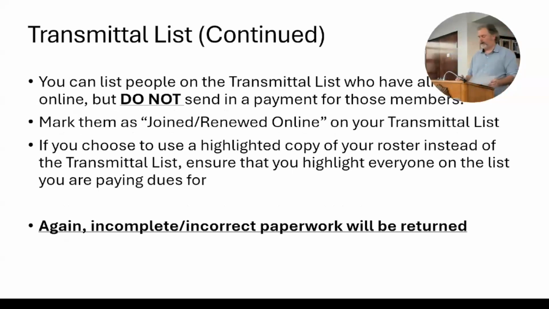So this is important. You can list people on the transmittal list who have already paid online, but do not send in a payment for those members. If they have paid online and you, for your records, want to keep them in the transmittal list, that's fine. Go ahead and do that. But in this far left-hand column, you'll see "joined/renewed online." You're going to check next to that the ones who have all renewed online.